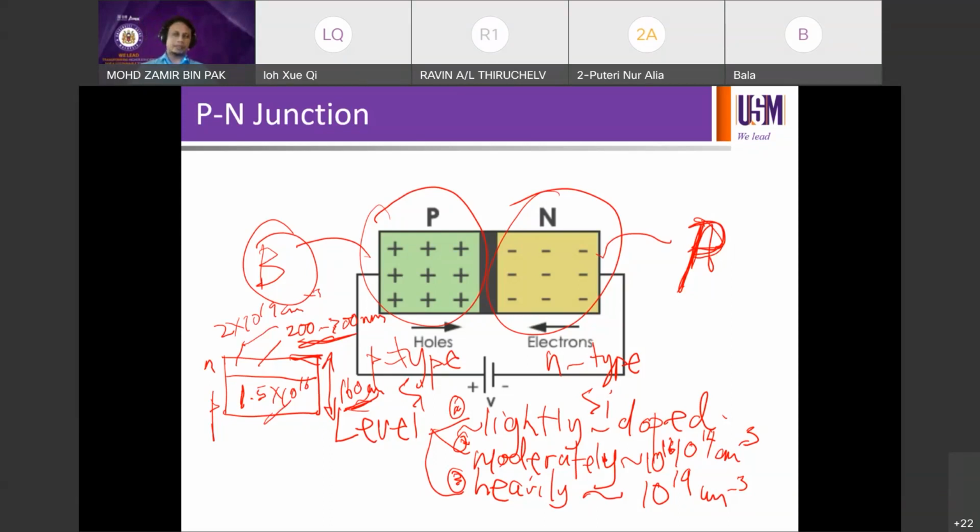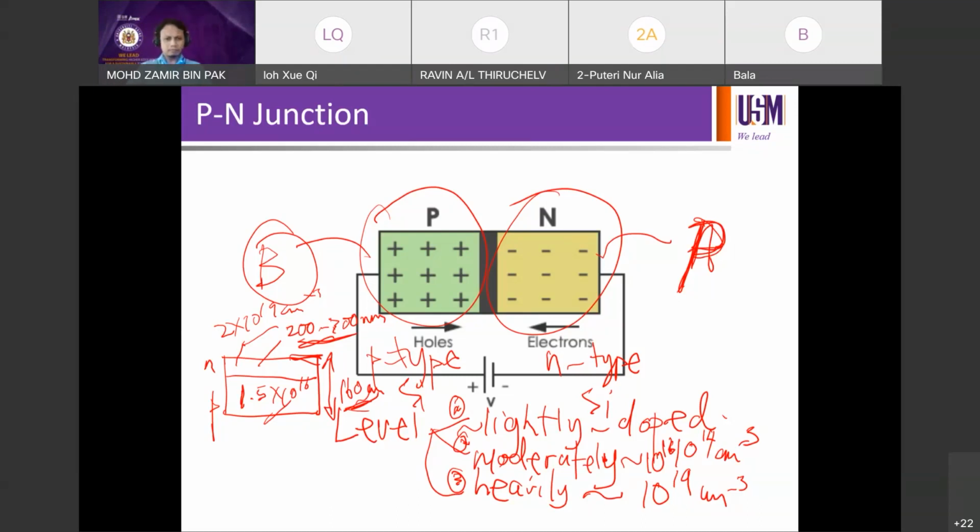So, for example, if you use 10^18 for your P-type, and then your thin emitter layer is 10^19, there will be bad effects to the device. 10^16 so far is by far the best one as far as solar cell is concerned. But if you look at ICs, which we're going to look at later on, there will be many, many layers and many, many doping levels across the device.